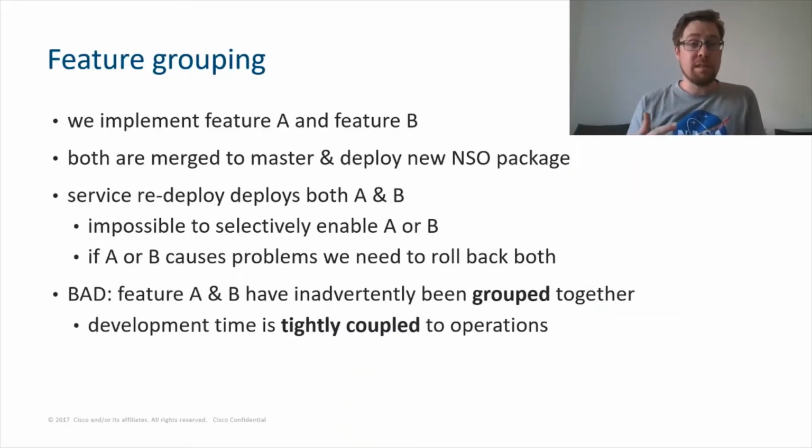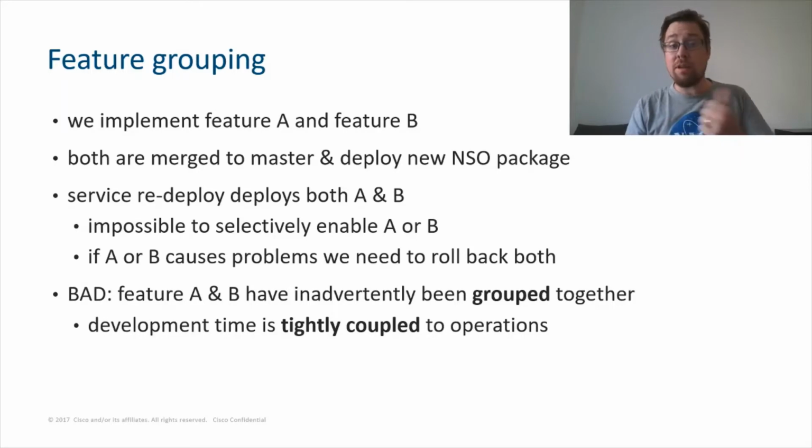The next problem that we have is something that I refer to as feature grouping. So let's say that we implement features A and B in our code base, and we merge to master or trunk and deploy our new NSO package. Now, if we redeploy the service, we're going to get both the A and the B feature, right? It's impossible to selectively enable either A or B.